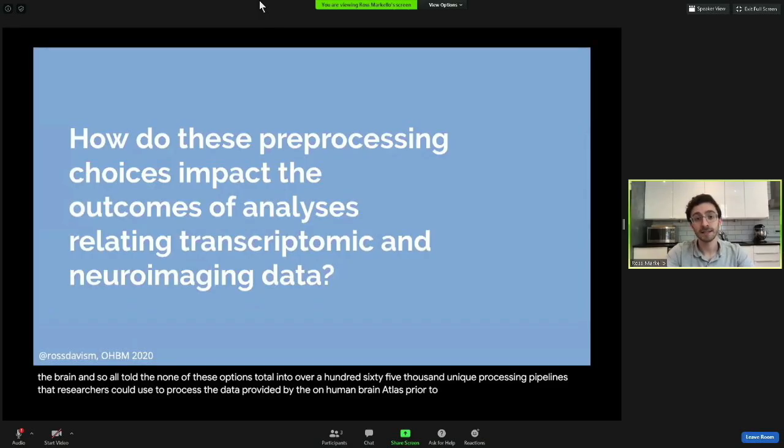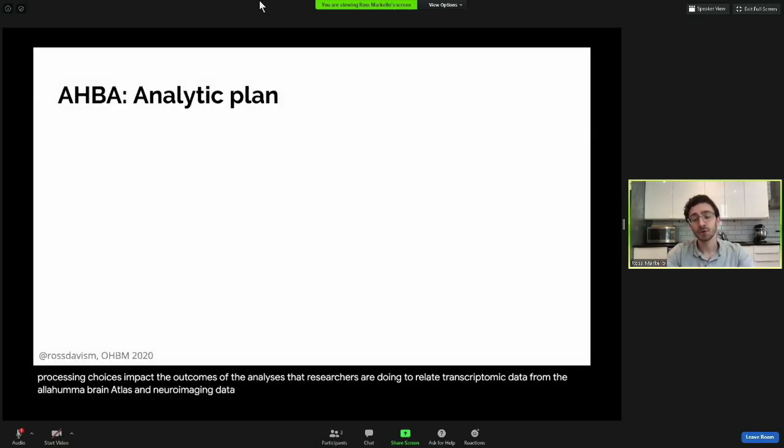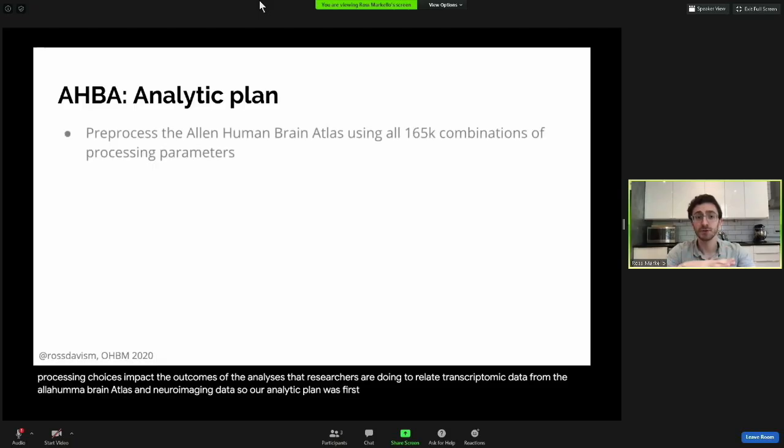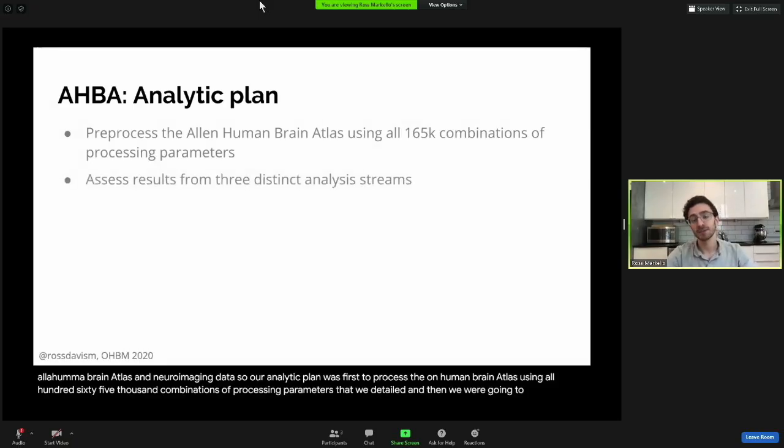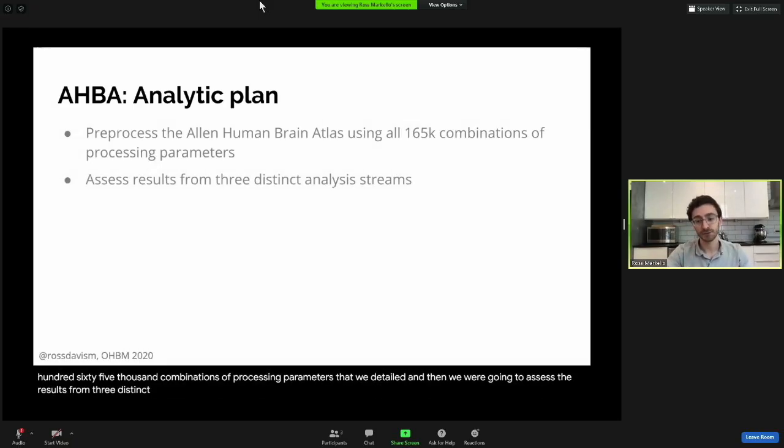And so what we did is we asked, how do these processing choices impact the outcomes of the analyses that researchers are doing to relate transcriptomic data from the Allen Human Brain Atlas and neuroimaging data? So our analytic plan was first to process the Allen Human Brain Atlas using all 165,000 combinations of processing parameters that we detailed. And then we were going to assess the results from 3 distinct analysis streams.